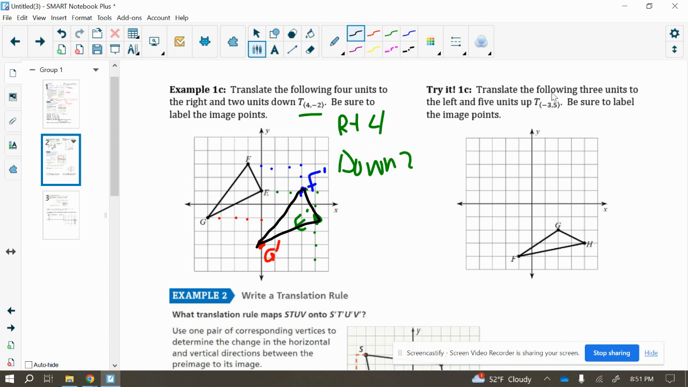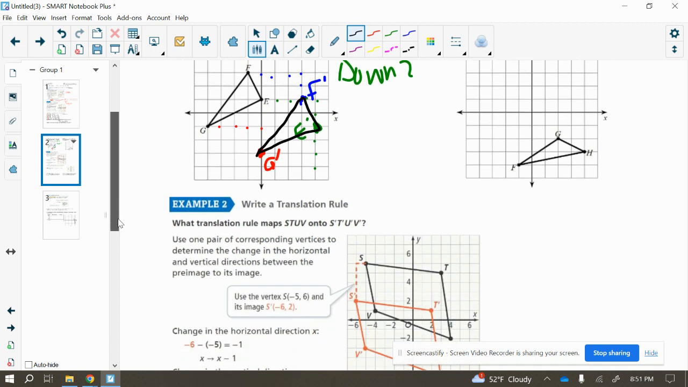The next example is asking you to translate to the left 3 and up 5. Again, be sure to label your new image.